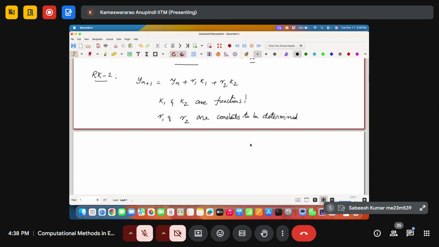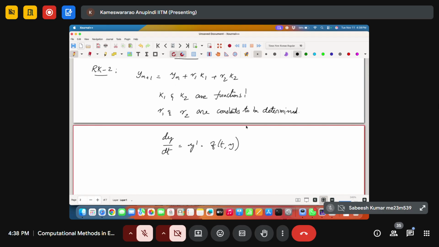But what is the differential equation we want to solve? We want to solve y prime equals lambda y, or in general, y prime equals f of tn comma yn, or f of t comma y. So we want to solve dy by dt, which is also y prime equals f of t comma y. Okay, that's what we want to solve.